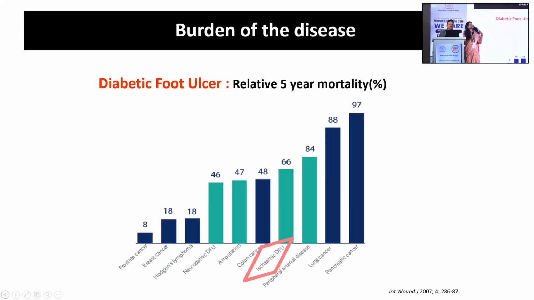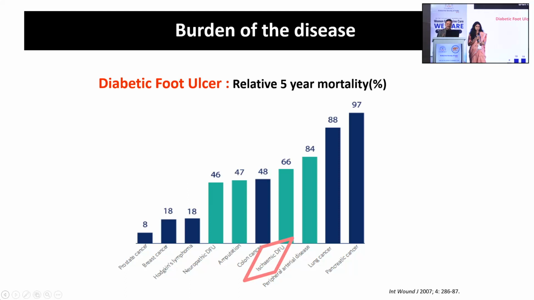If you see the 5-year mortality data, we have put the mortality data of prostate cancer, breast cancer, Hodgkin's lymphoma, and even pancreatic cancer and lung cancer. For a person who has once developed an ischemic diabetic foot ulcer or a neuropathic diabetic foot ulcer, the chances of mortality in the next 5 years are higher than, or at least comparable to, other malignancies.